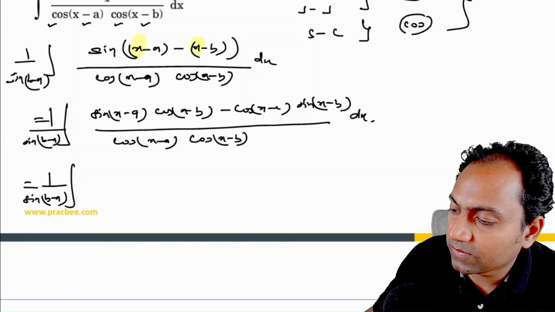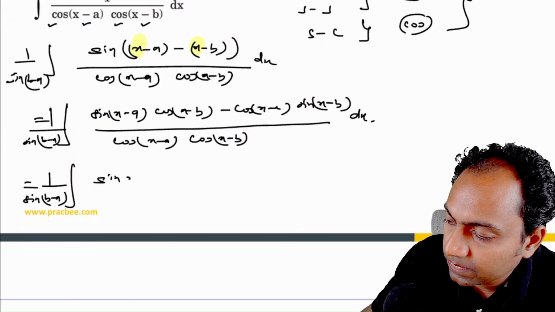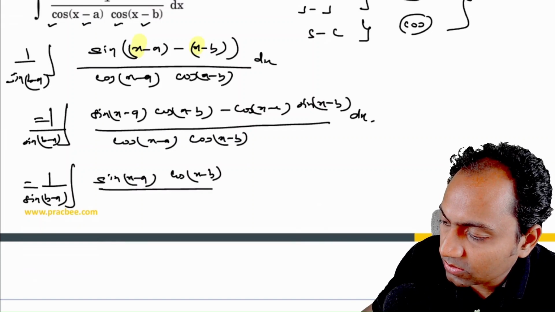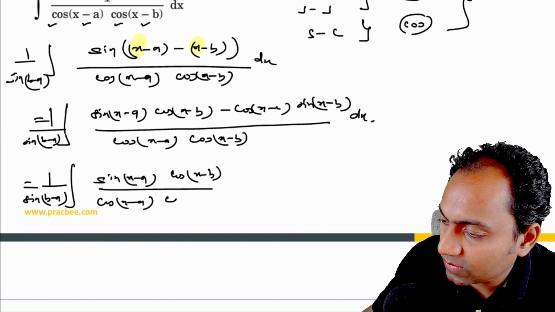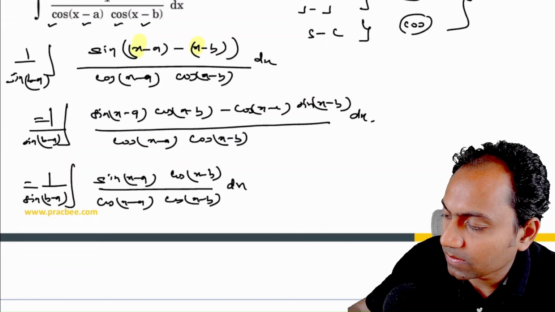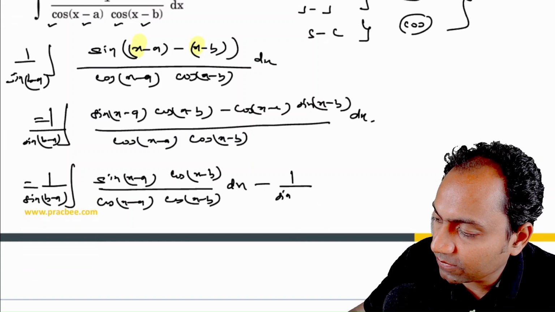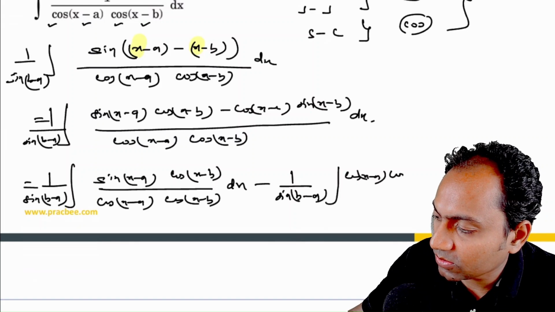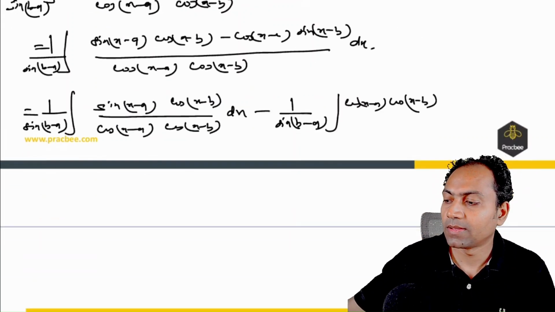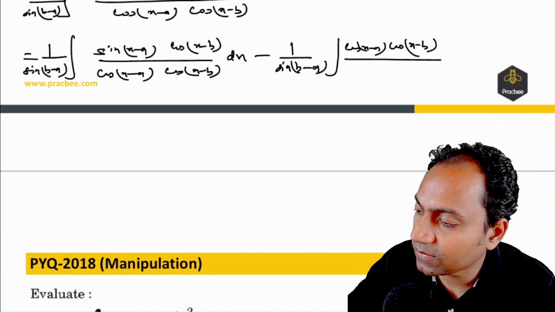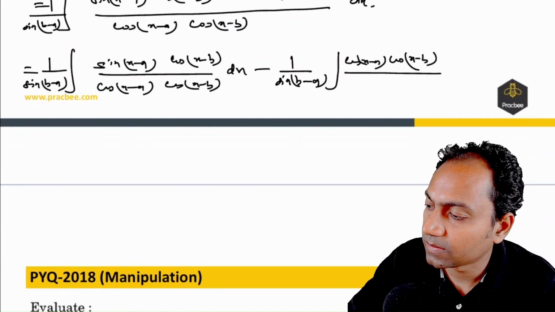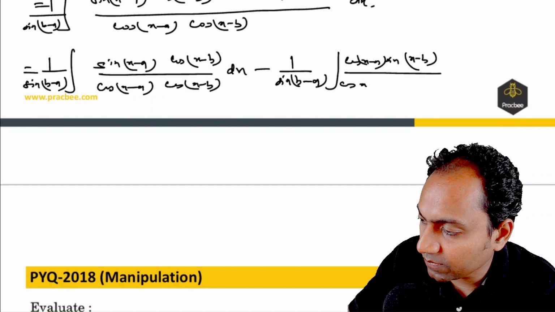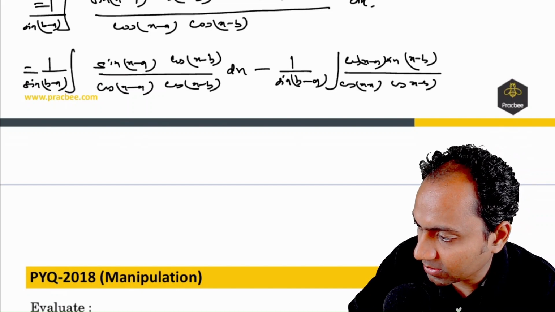And this, if I split, the first part becomes nothing but sine of x minus a cos of x minus b by cos of x minus a cos of x minus b, minus 1 upon sine of b minus a, cos of x minus a sine of x minus b by cos of x minus a into cos of x minus b dx.